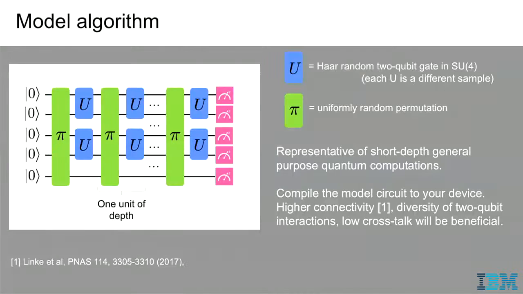So the model algorithm that we are going to use is a random 2-qubit gate unitary, the SU4 gate. Choose some SU4 gate. You permute these qubits, and you choose another random 2 pairs from the set of qubits. And how we're going to define a unit of depth is just an operation of a 2-qubit unitary on a pair of qubits.